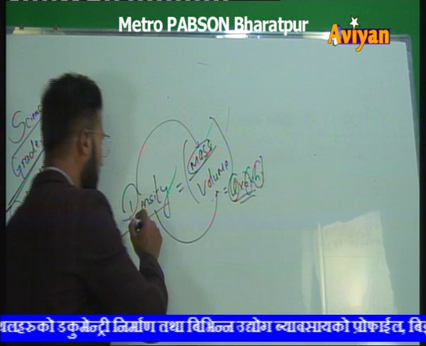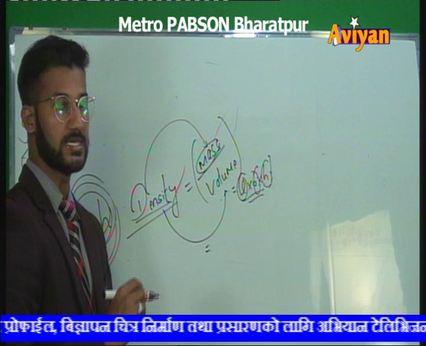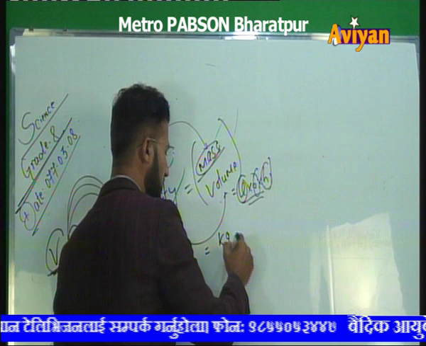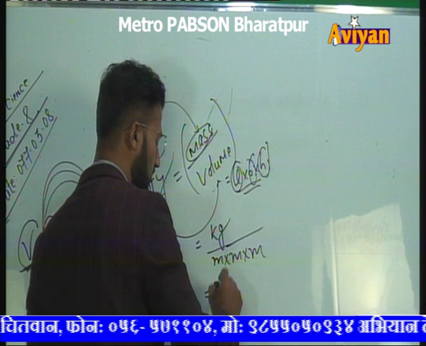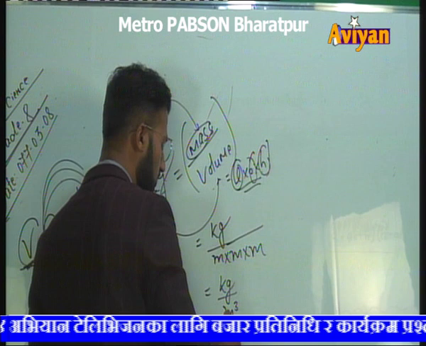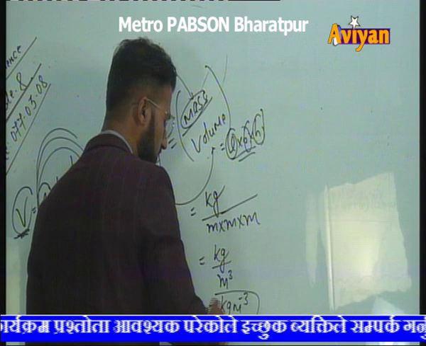And to deduce its unit, let's see. Mass is expressed in kg, kilogram. Volume means length into breadth into height, so all these three quantities are expressed in meter. You can see here, kg is kg itself, meter into meter into meter means of course meter cube. So to write it in an easier, scientific form, it comes to be kg per meter cube.